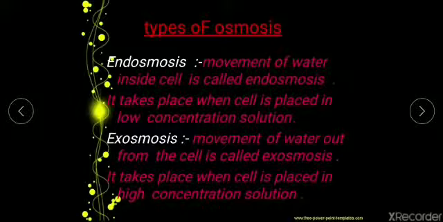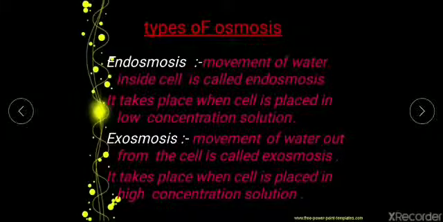And the types of osmosis, we have two types. We have endoosmosis and exosmosis. Endoosmosis is movement of water inside the cell, is called endoosmosis. It takes place in low concentrated solutions. So endoosmosis is movement of water inside the cell. So अगर water movement जो हो रहा है वो from the outside environment inside the cell हो रहा है, तो in that case we can say that is an example of endoosmosis, and it is going to take place in hypotonic solutions. Then next is exosmosis.